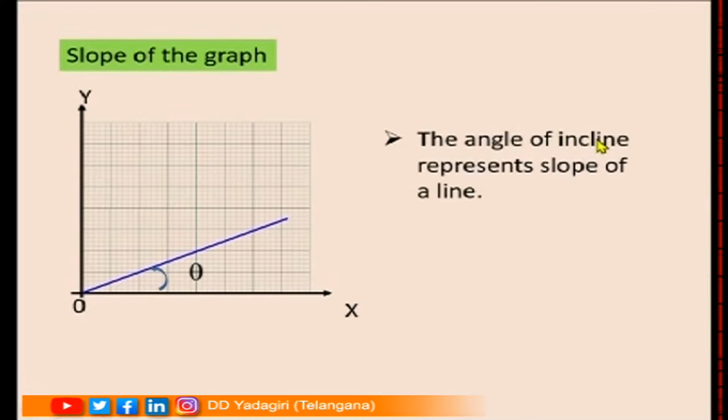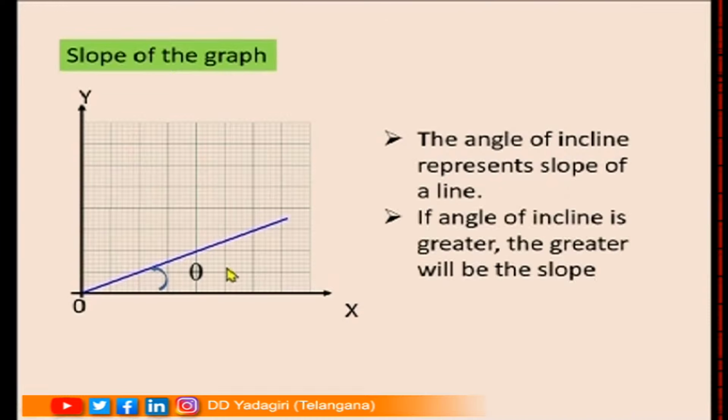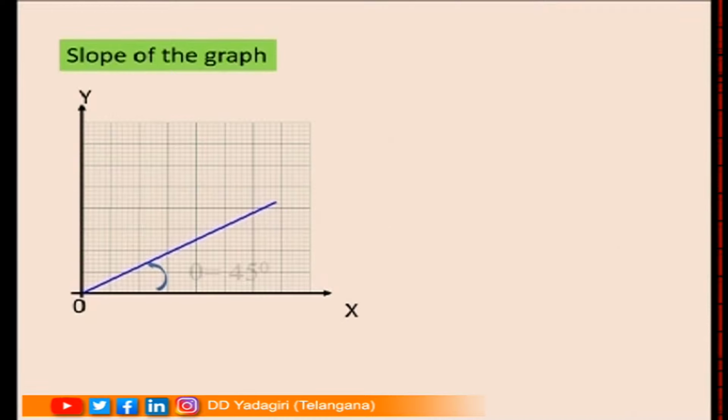So the angle of incline, what is meant by angle of incline? The angle made with the x-axis is known as the angle of incline, and it represents the slope of a line. If this angle of incline is greater, the greater will be the slope. Observe here. As the angle is increased a little, the slope of the straight line also increases. And again, as you increase the angle of inclination, the slope of the straight line also increases. Observe here.